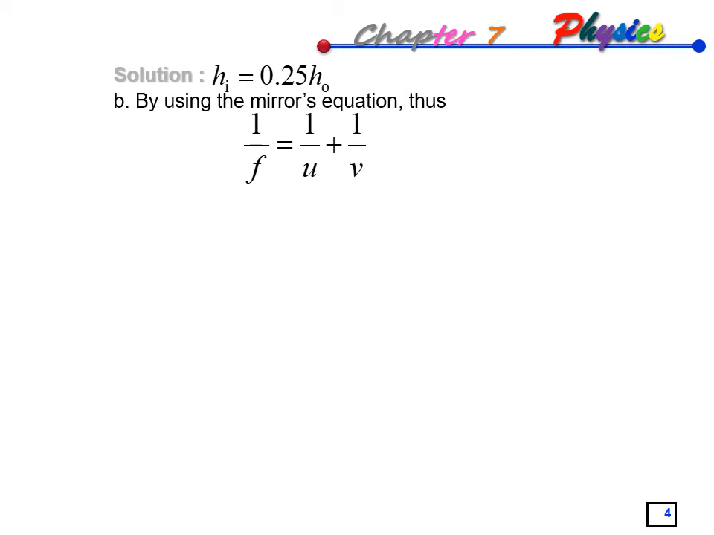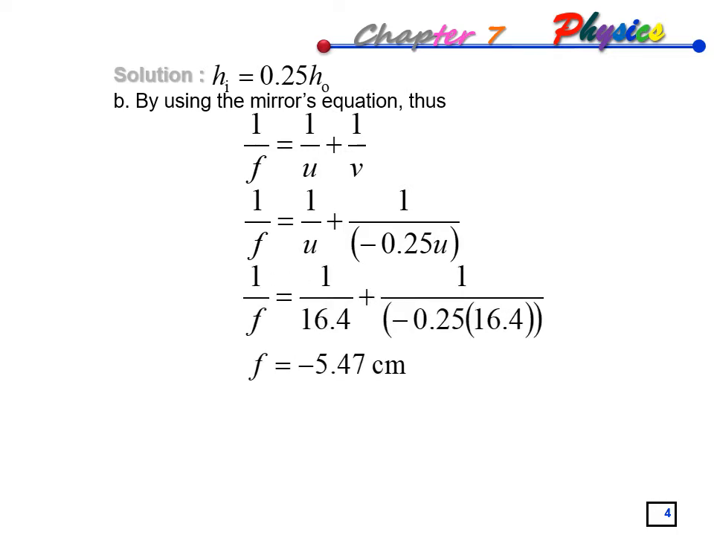Next, by using the mirror equation, we know that v is equivalent to negative 0.25 u. Just replace in to determine the value of the focal length. Once we obtain the focal length, we can determine the radius, where f is equivalent to r over 2. Therefore we will end up with 10.9.